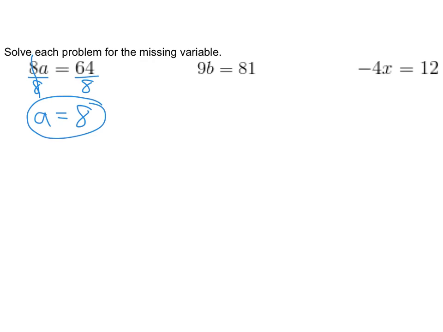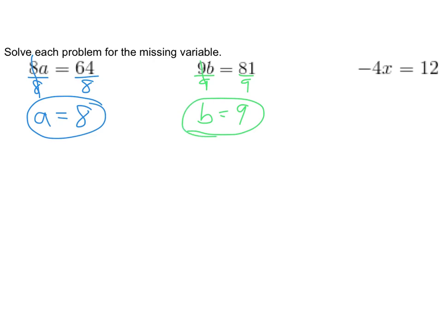The one in the middle, I've got 9b equals 81. Again, that's 9 times b when they're right next to each other. So to undo that, I'm going to divide by 9 on the left. And if I do that on the left, I have to divide by 9 on the right. The 9's cancel out here, leaving just b. 81 divided by 9, if I type that in, I would get an answer of 9. So b is equal to 9.